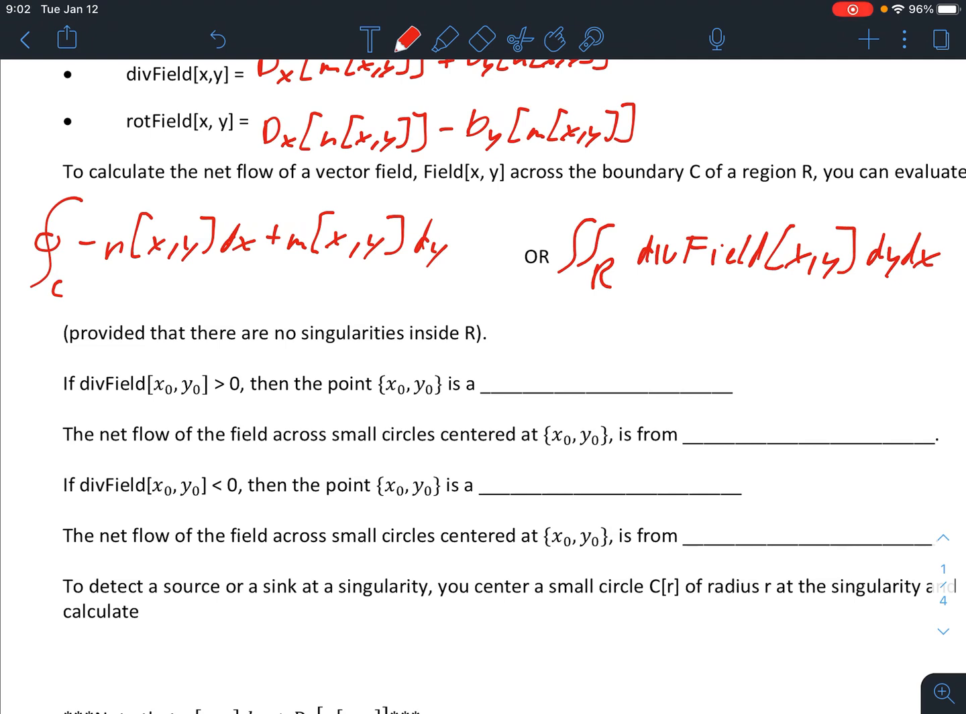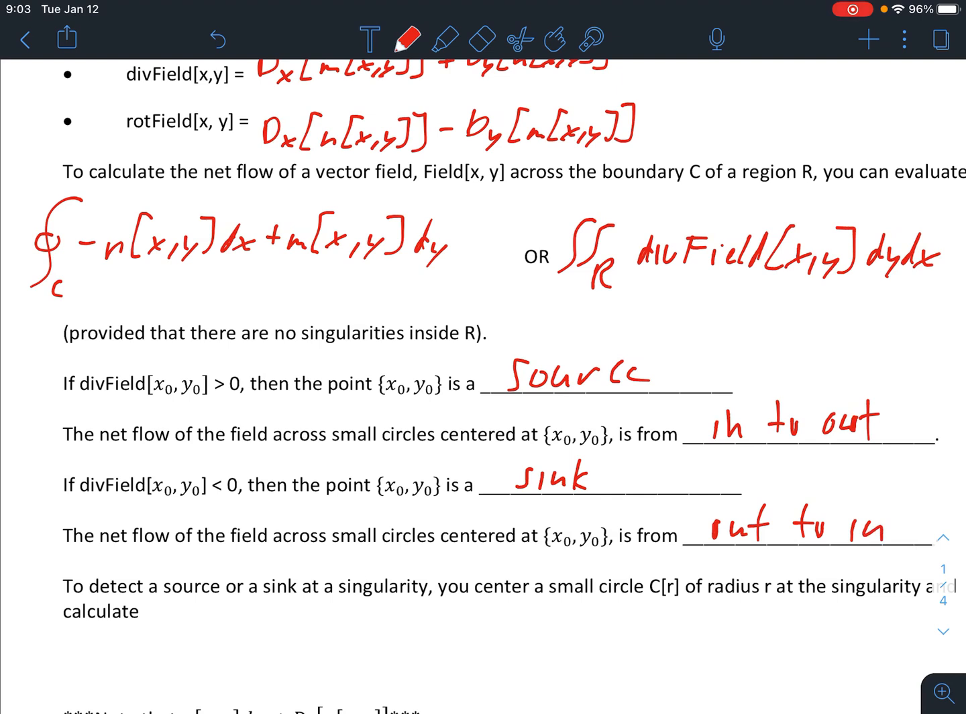All right, so if the divergence of the field is positive at a given point, then that point is known as a source. If you put a small circle around that point, the net flow across would be in to out. If the divergence of the field is negative, that point would then be a sink, and if you put a small circle around that point, the net flow would be out to in.